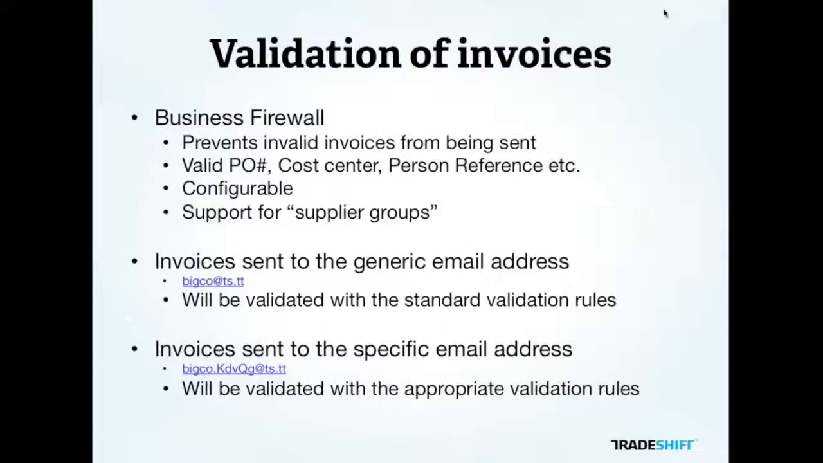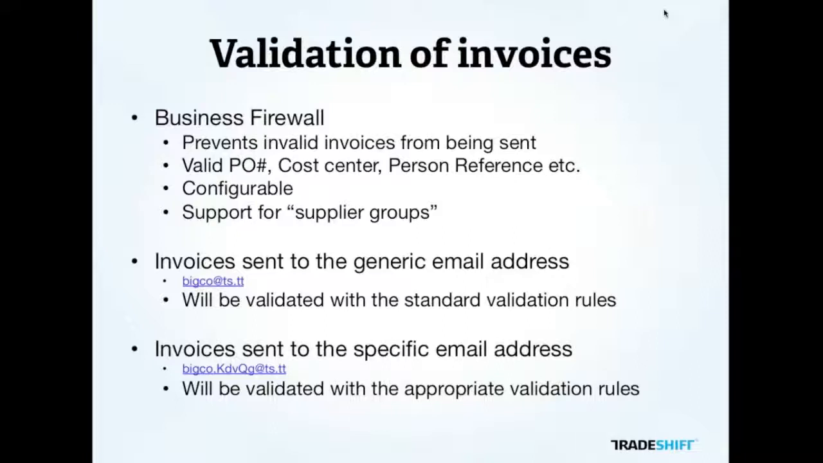And also we have support for something we call supplier groups, so it allows you to group your suppliers and say that for this particular supplier group, these validation rules should be in place, but for indirect suppliers, another group, then you would have more lean validation rules.